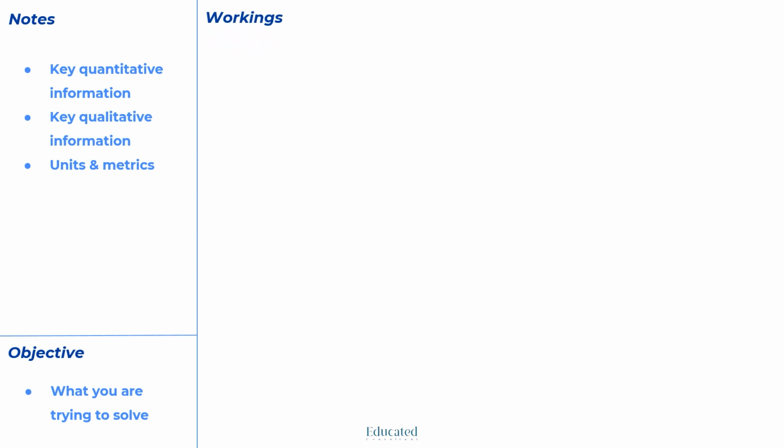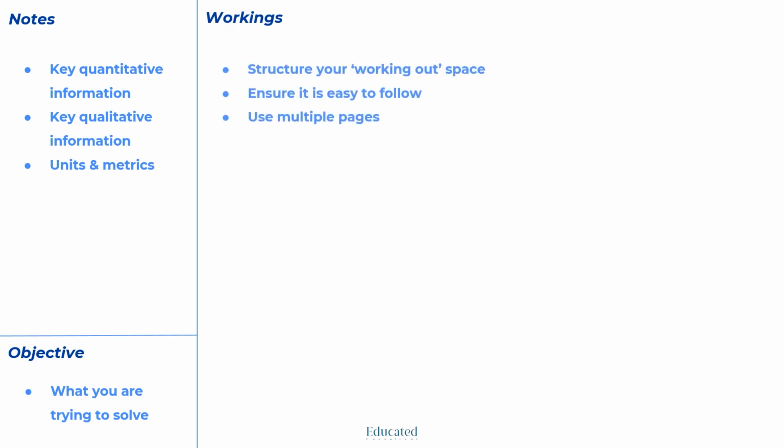Finally, on the right-hand side is space for your workings out. In this space, it is important to structure your work and keep it organised. This will ensure it is easy to follow for both you and the interviewer. The last thing to remember is to not try to cram all the workings into one page. Rather, use multiple pages to give yourself ample space to complete the appropriate workings.